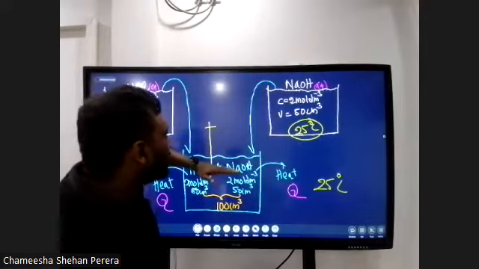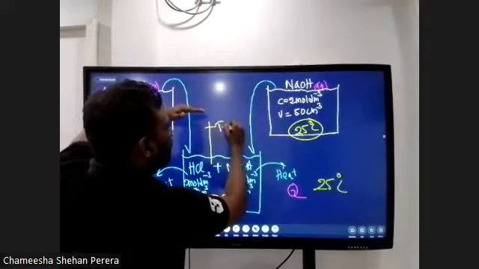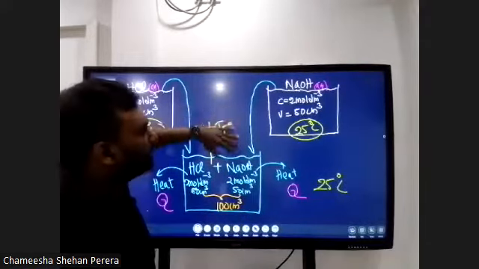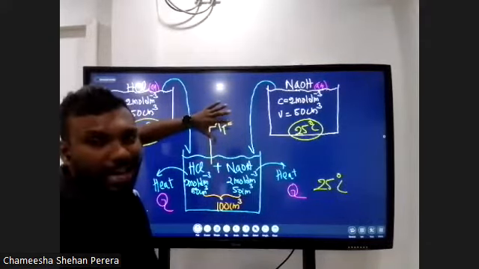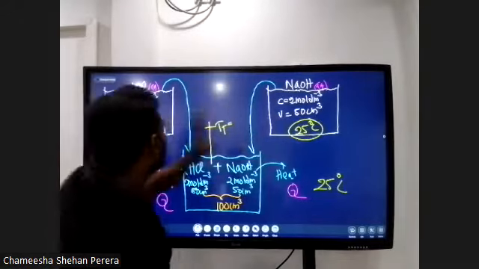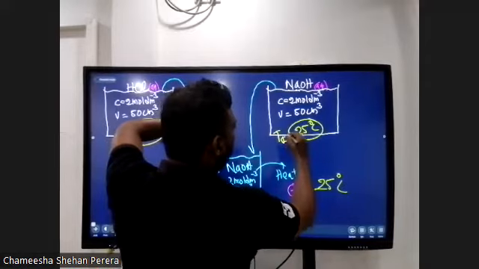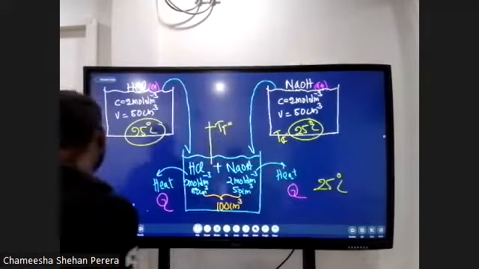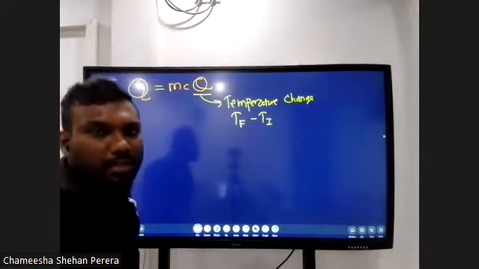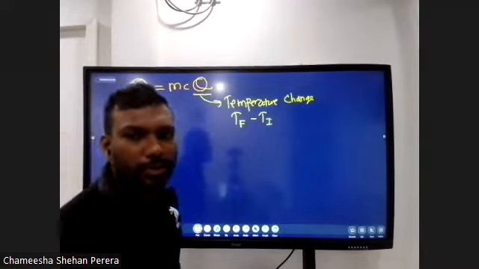So a final temperature greater than 25 comes here. Let's imagine some value. Temperature final will be a greater value than the initial temperature. So when you subtract the initial temperature from the temperature final, you can calculate theta, the temperature difference. Is it clear to you?